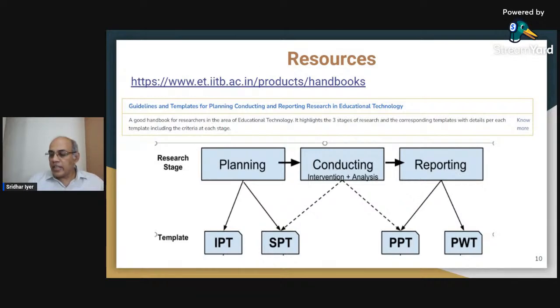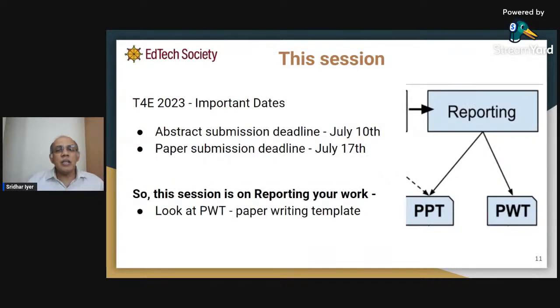Having done that, we can move on. In this session, we are going to focus only on the last stage, which is the paper writing. That's because the abstract submission deadline is July 10th, which is 10 days away, and the paper submission deadline is July 17th, which is approximately 2 weeks away. So this session is not on carrying out a study or thinking of an idea, but is for those who have already carried out a study and now are writing the paper for T4E.